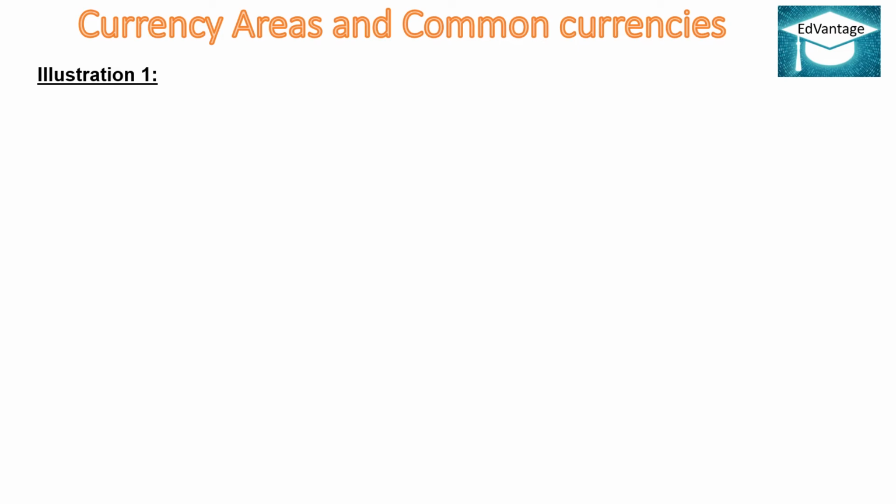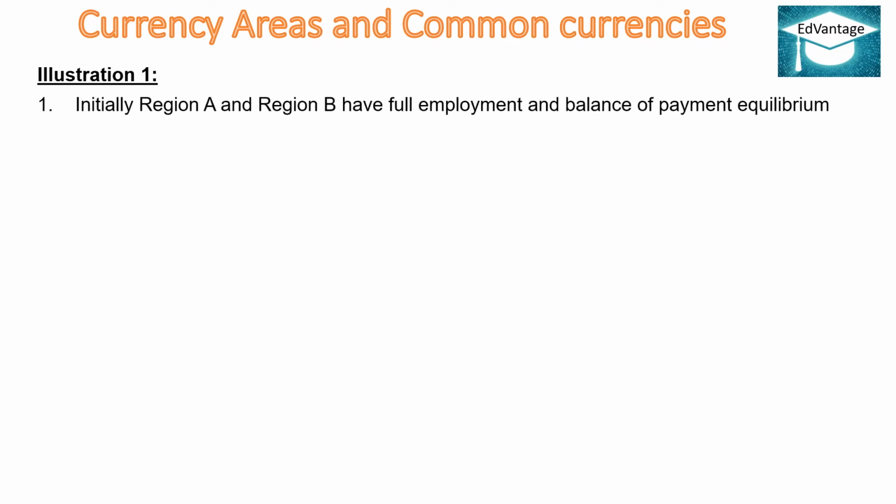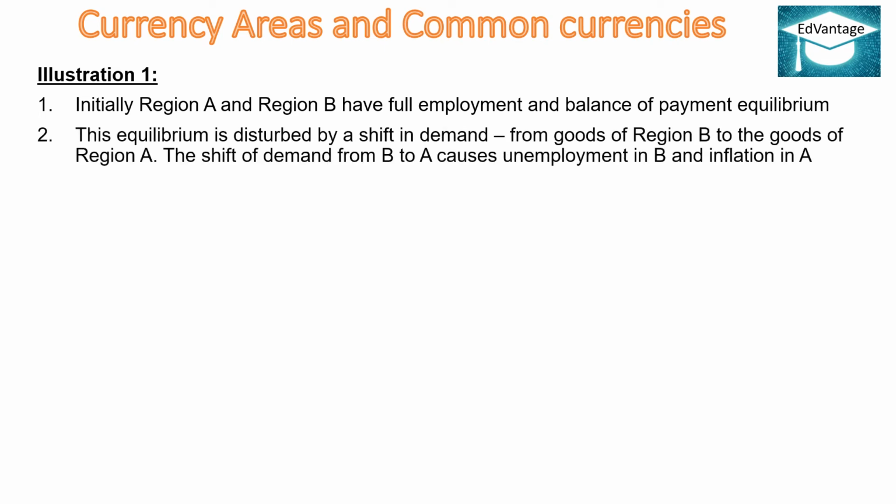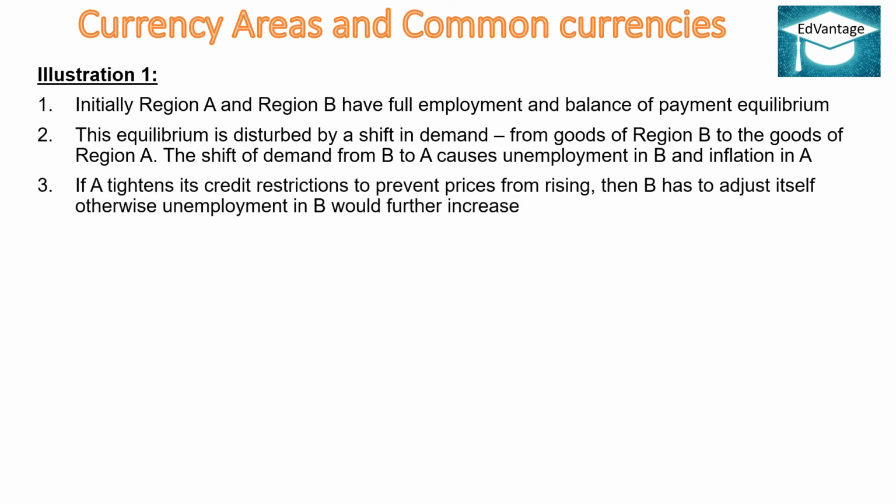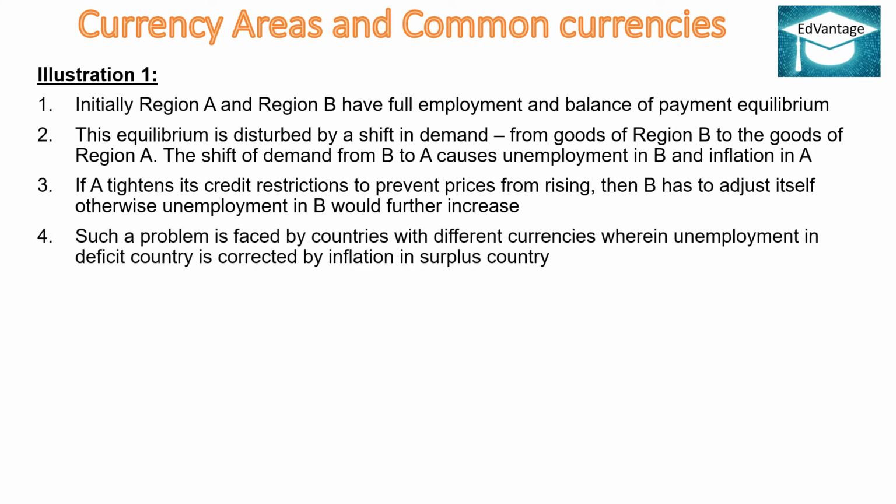Illustration 1. Initially Region A and Region B have full employment and balance of payment equilibrium. This equilibrium is disturbed by a shift in demand, from goods of Region B to the goods of Region A. The shift of demand from B to A causes unemployment in B and inflation in A. If it tightens its credit restrictions to prevent prices from rising, then B has to adjust itself, otherwise unemployment in B would further increase. Such a problem is faced by countries with different currencies wherein unemployment in deficit country is corrected by inflation in surplus country.